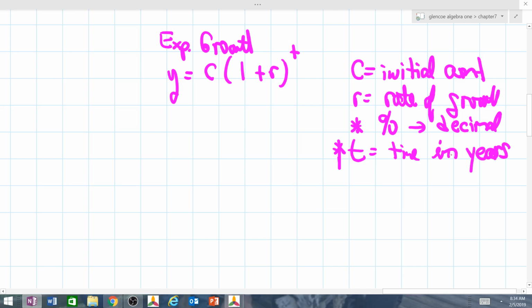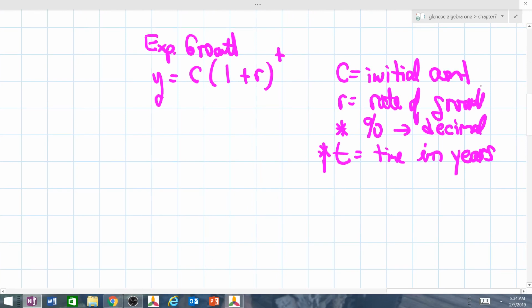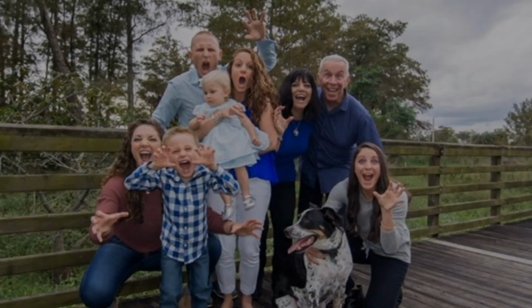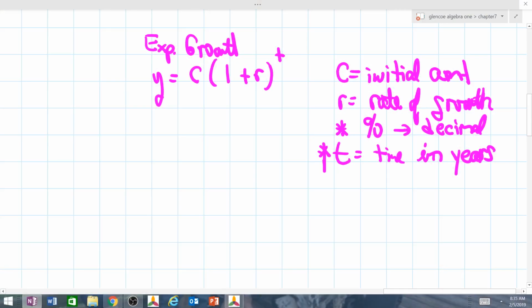Yes? What's the r? The rate of growth. Sorry. So, exponential growth formula, y equals c times the quantity 1 plus r to the power of t. This is the rate at which something is growing.